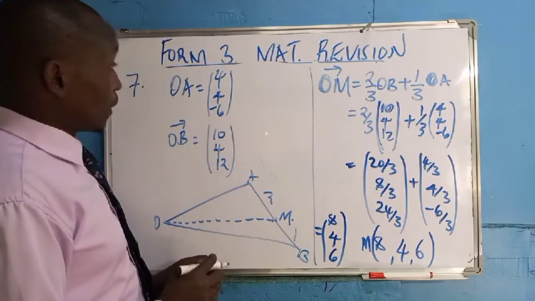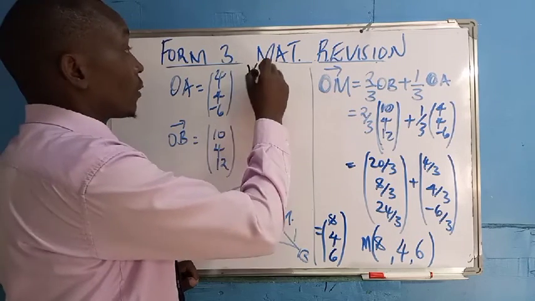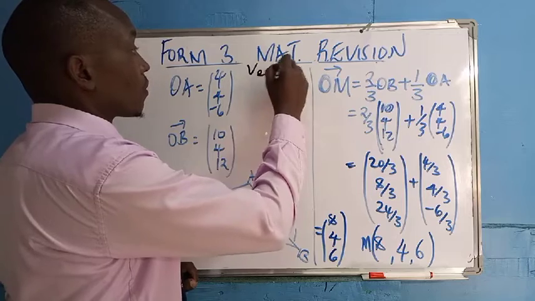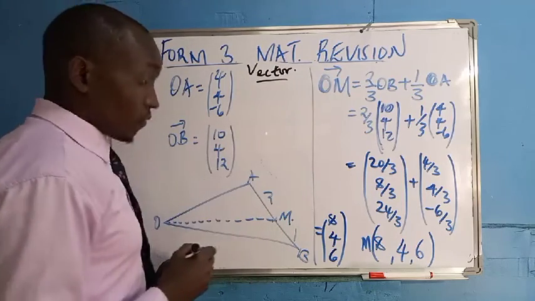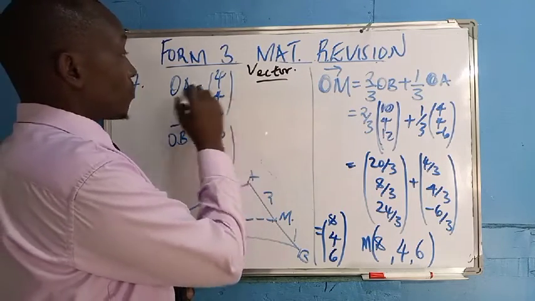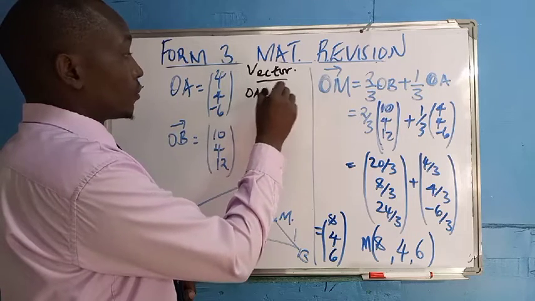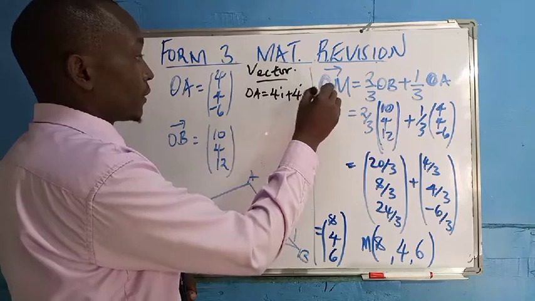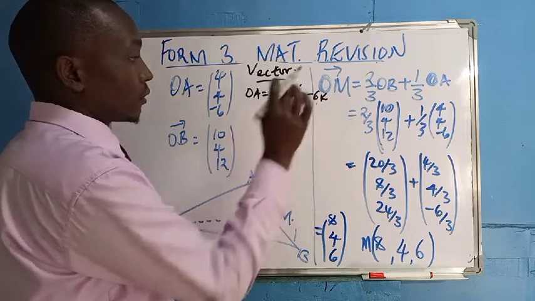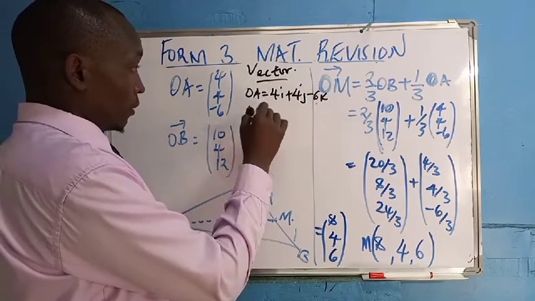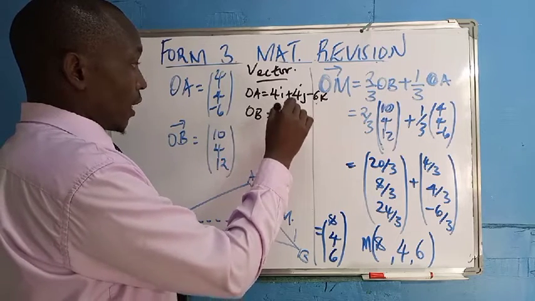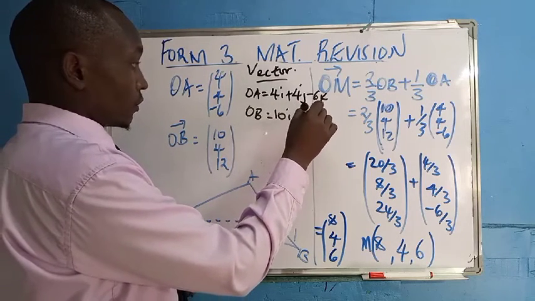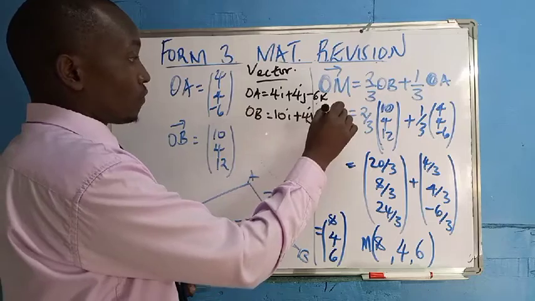This is question number 7, a question on vectors. Remember what you've been given before, that the vector OA is 4i plus 4j minus 6k. You're also given that OB is 10i plus 4j plus 12k.